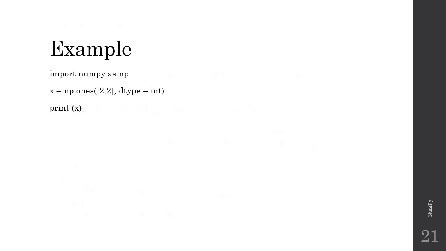Here we are creating np.ones, a two-dimensional array (2, 2), where the data type is int. So the output will be a two-dimensional array with 2 rows and 2 columns, and the value of each and every element in the array is 1: 1, 1, 1, 1.